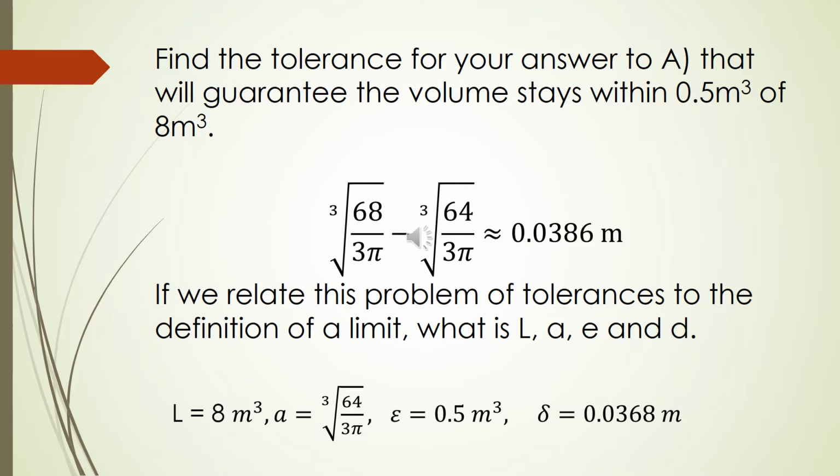We wouldn't really be able to cut that exact diameter, and so it could be off by delta, or 0.0368, and keeping our diameter within 0.0368 of our ideal diameter, then the volume would be off by no more than 0.5 cubic meters. So epsilon is 0.5 cubic meters. Epsilon is the tolerance around the output, and delta is the tolerance around the input.